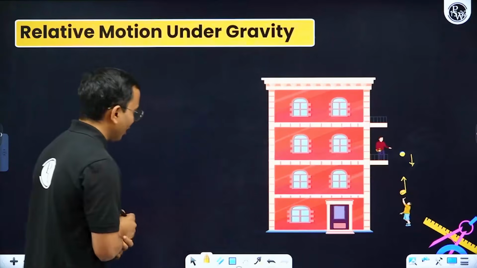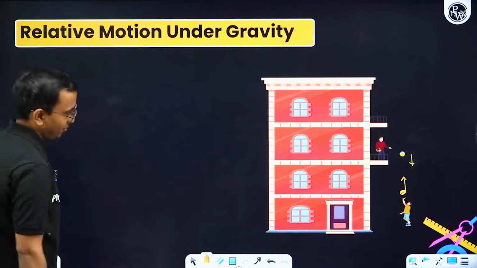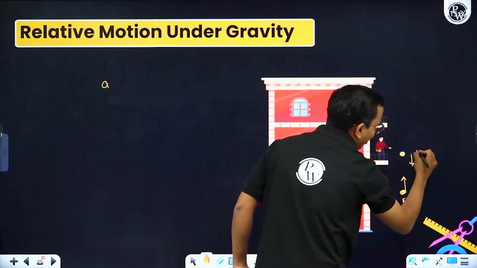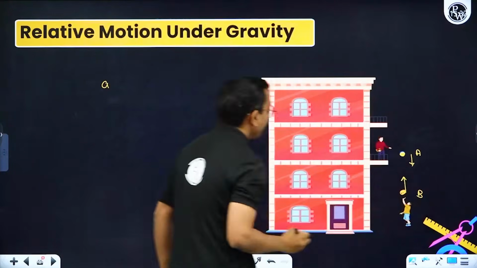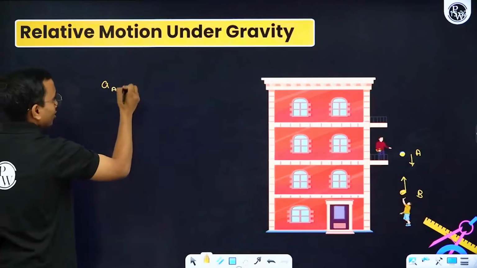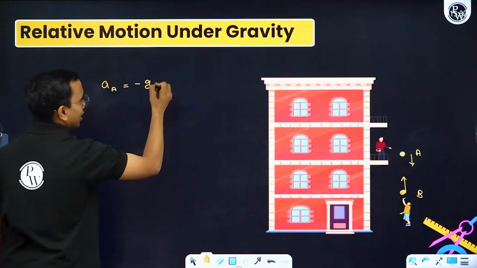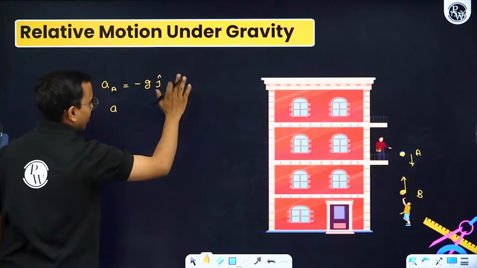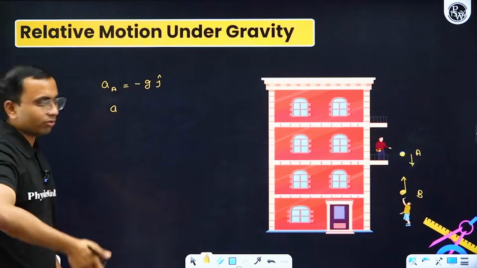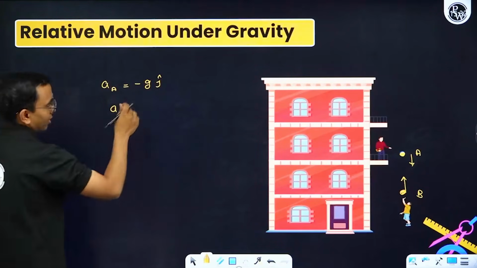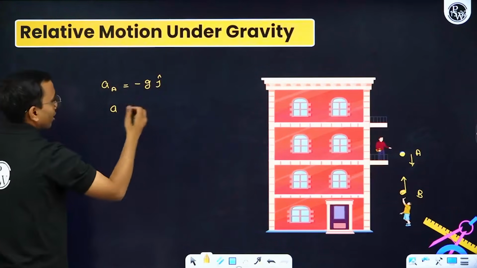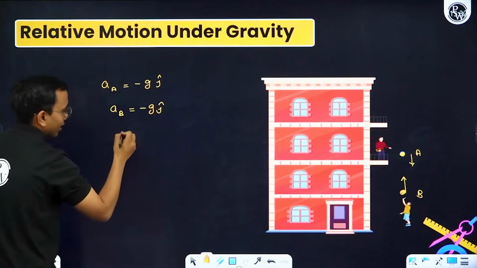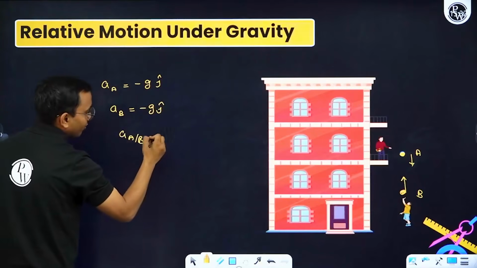Why? The point is why? Because of the acceleration of both the balls. Let us take this is ball A, this is ball B. What is the acceleration of ball A? You will say, sir, that is minus g j cap. J cap downward direction. I am just taking upward as positive, so downward direction is minus. Along y, so minus j cap I wrote. What is the acceleration of B? Minus g j cap. What is the acceleration of A with respect to B? 0.